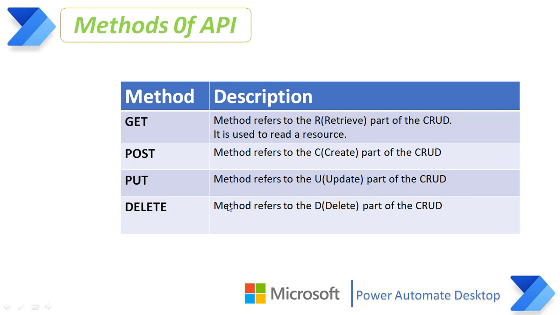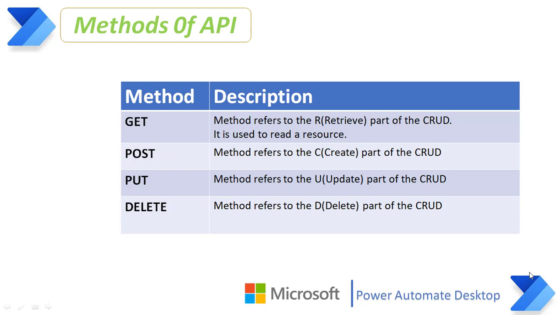Now, I will explain these methods one by one and when we are going to use them. We'll start with the get method. Get method is used to retrieve data, the read part of the CRUD operations. It is used to read from a particular resource. For example, if you want to read the data from the employee table in the database, then in that case, you are going to use the get method.